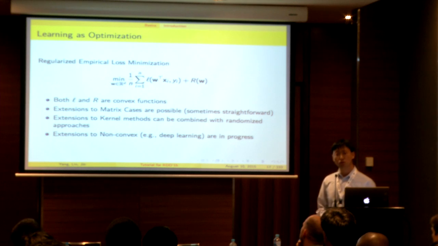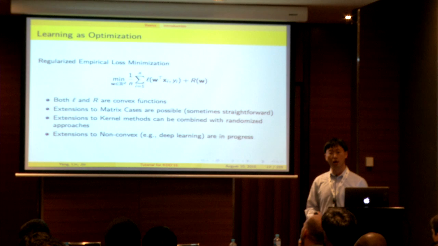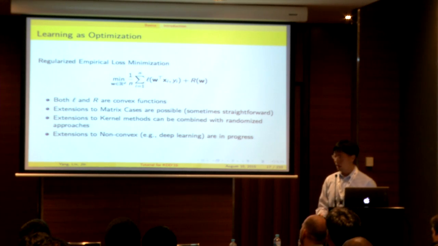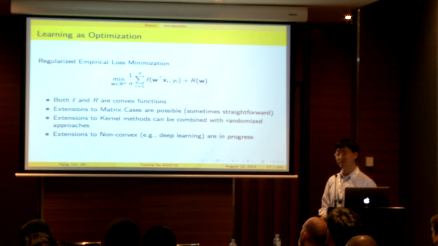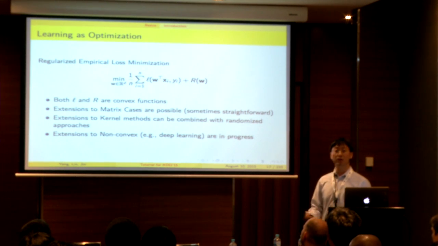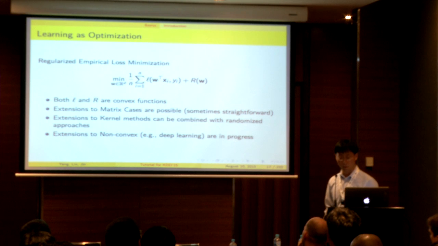And extensions to kernel methods can be achieved by combining the randomized approach that I will talk about in the third part. And extensions to non-convex problems, for example, deep neural networks, are in progress. And some methods have already been used in training deep learning, for example, stochastic gradient descent with momentum, which Qihang will talk about more later.